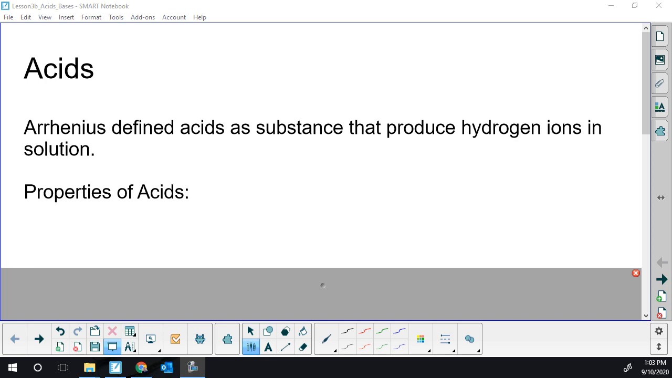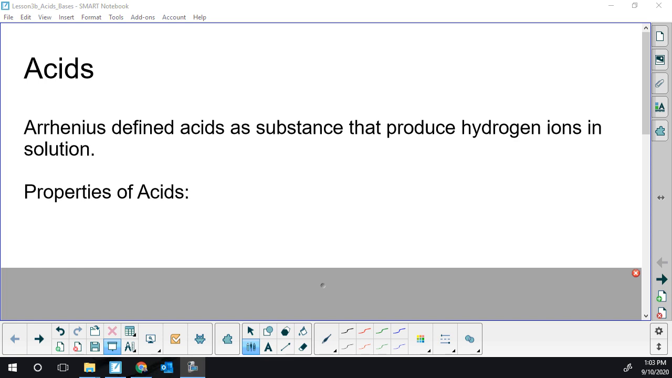So for Science 10, we're going to be using the Arrhenius definition of what an acid and base is. And as you work your way through school, you'll learn different scientists created different definitions of what an acid would be. Eventually you use Bronsted-Lowry, and in post-secondary you may use Lewis.